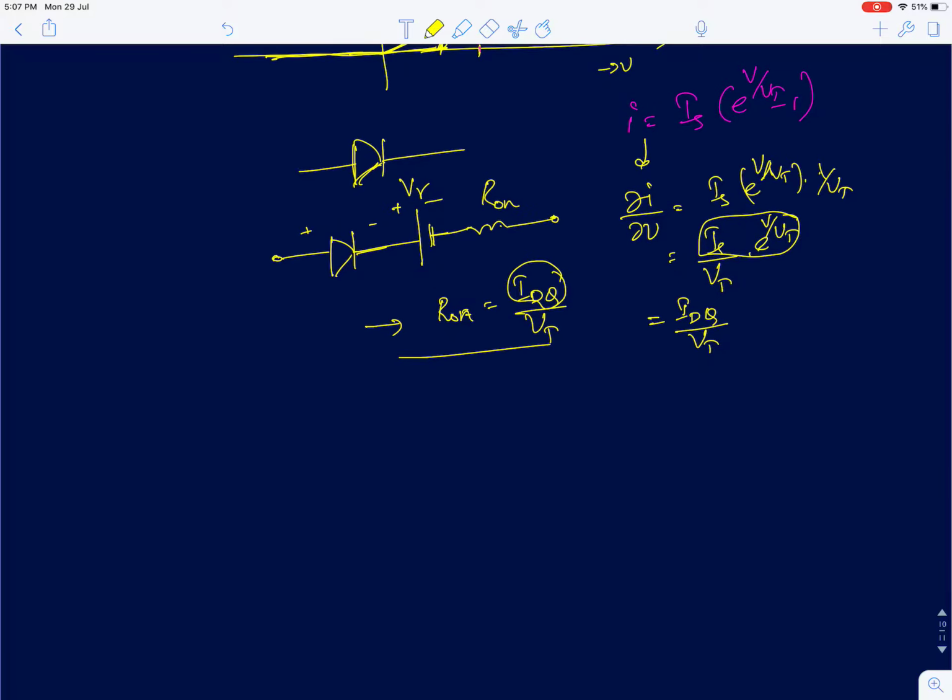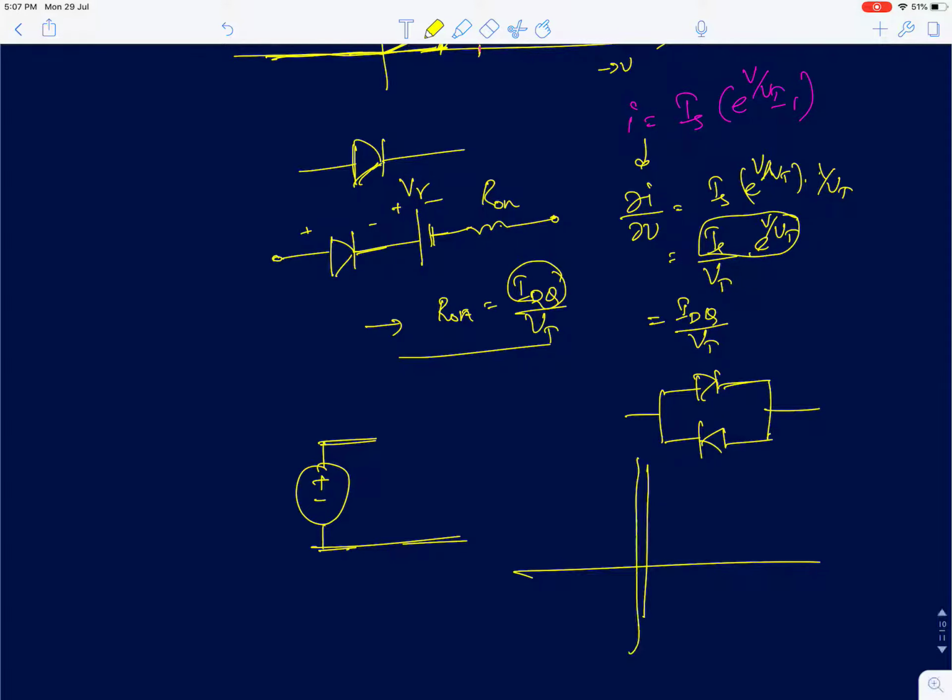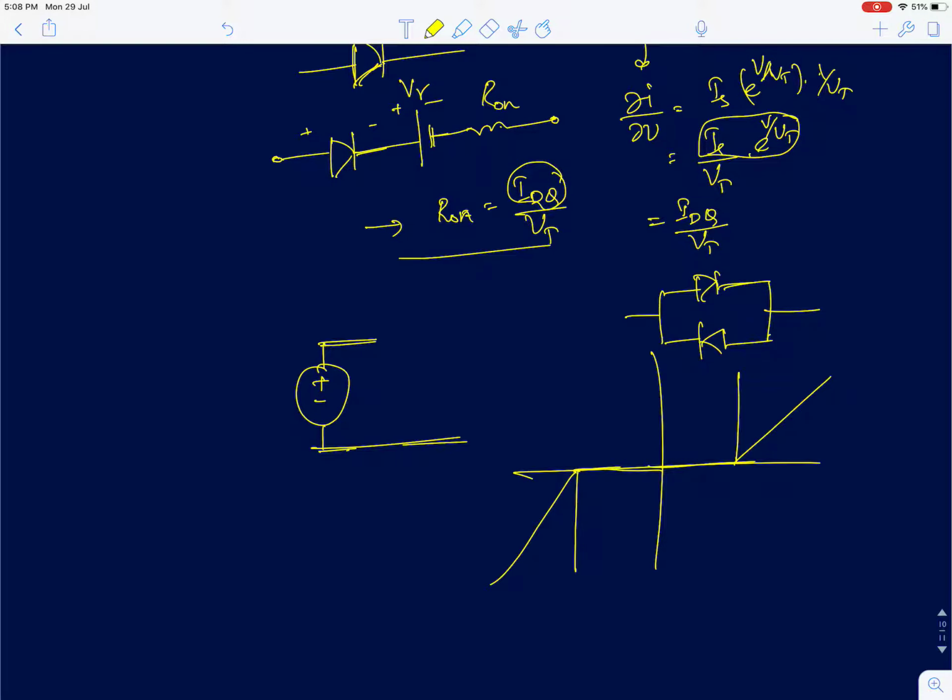Now we'll use this model and try to analyze this circuit. If you look at this circuit, when I model the two diodes in series, the characteristic is now going to look something like this. Instead of two straight lines previously, now the characteristic is going to look something like this. This is the two actual characteristics with finite R on.